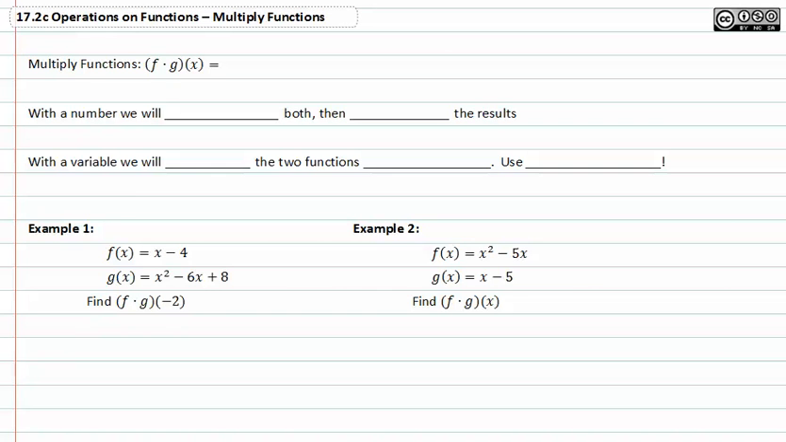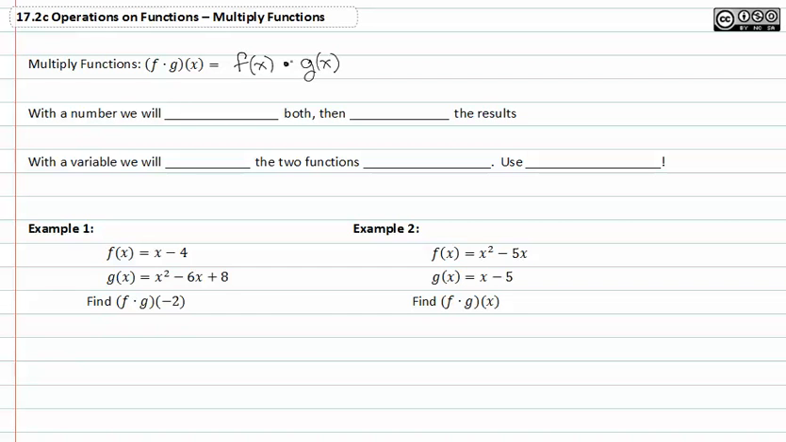When multiplying functions, we can write it as f times g of x. This is the same as f of x times g of x. So all we're saying is that we're multiplying two functions together.